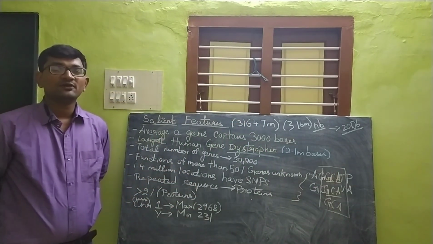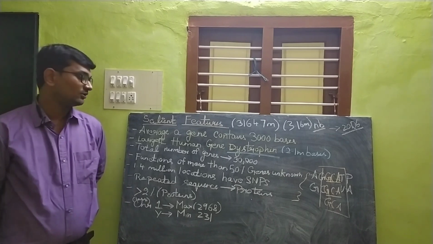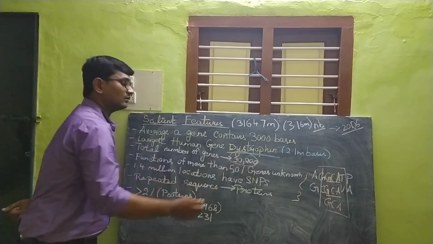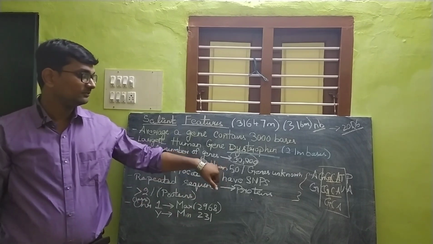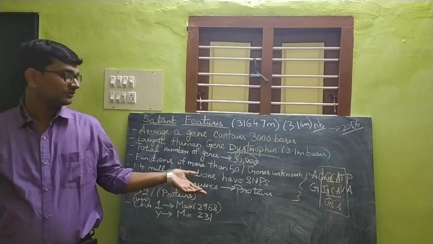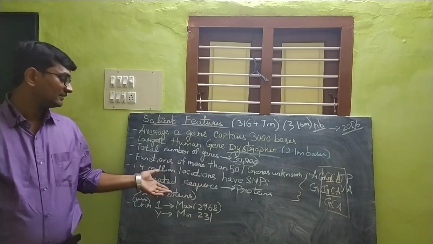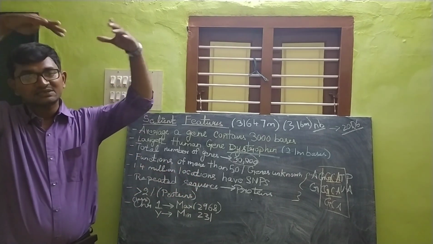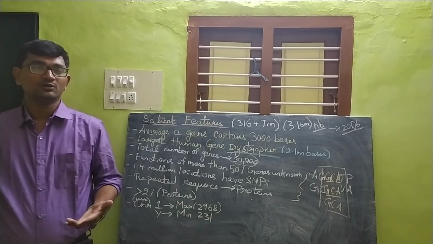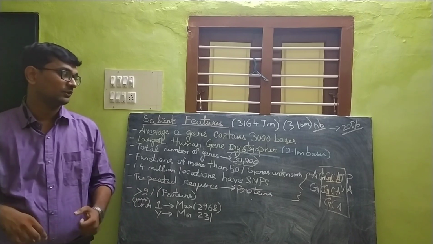The total number of genes known to be present in the Human Genome Project is 30,000, whereas for 50% of the human genome the functions are not found out. Other than that, the repeated sequences of nucleotide bases found in the Human Genome Project can be combined to form proteins.